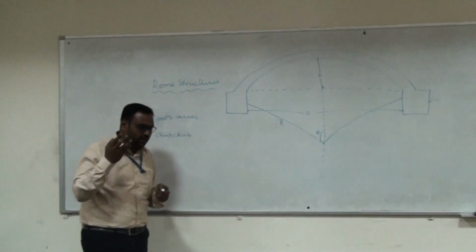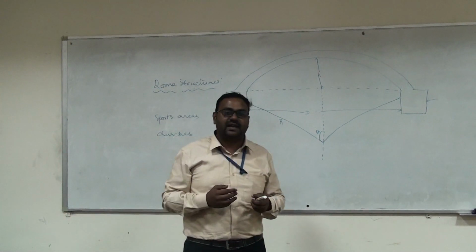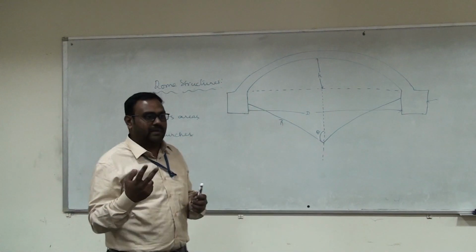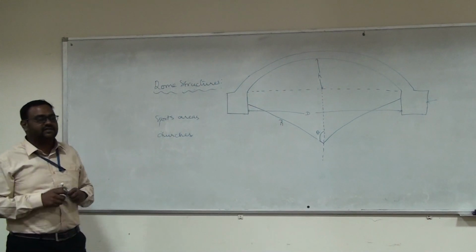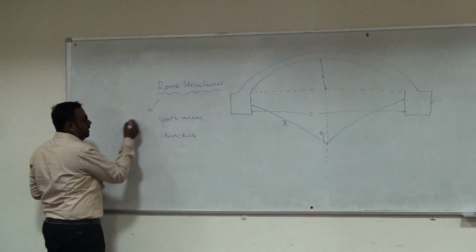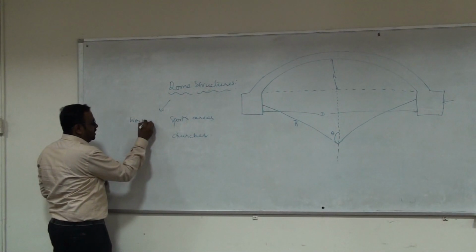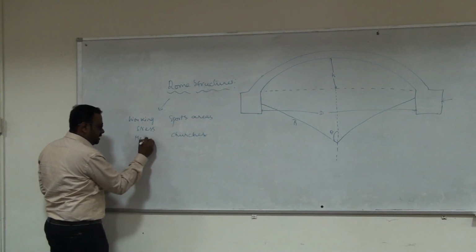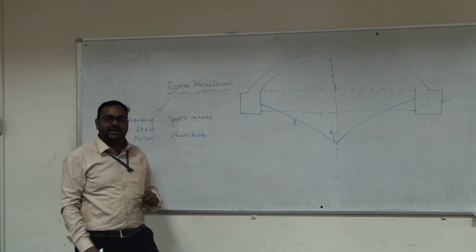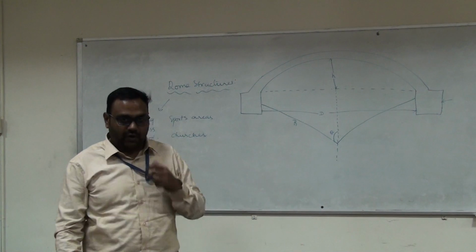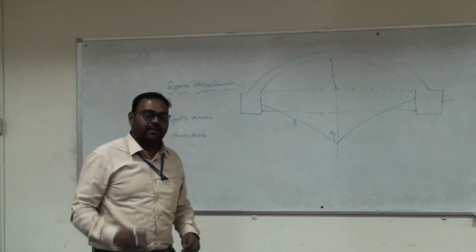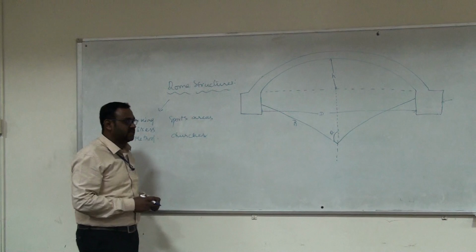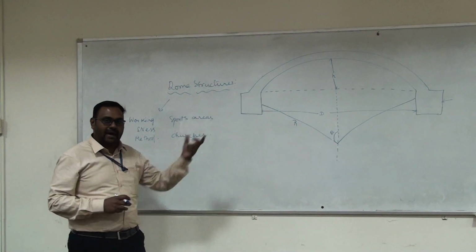And as we know, for the design of RC elements, we have two methods: limit state method and working stress method. These dome structures are designed based on the working stress method, because large span structures are always designed as per the working stress method. Before getting into the design procedure of the dome structure, let me tell you about the parts of the dome.